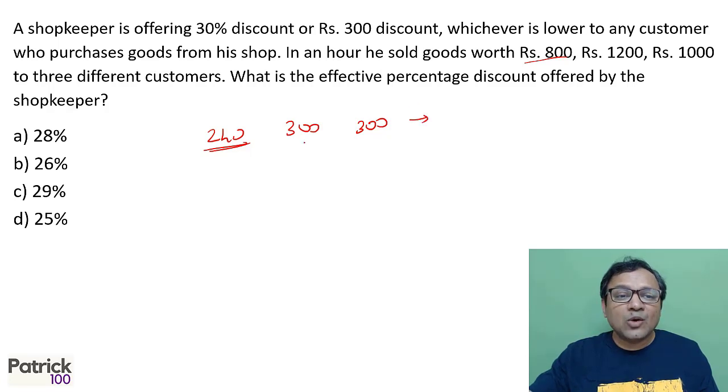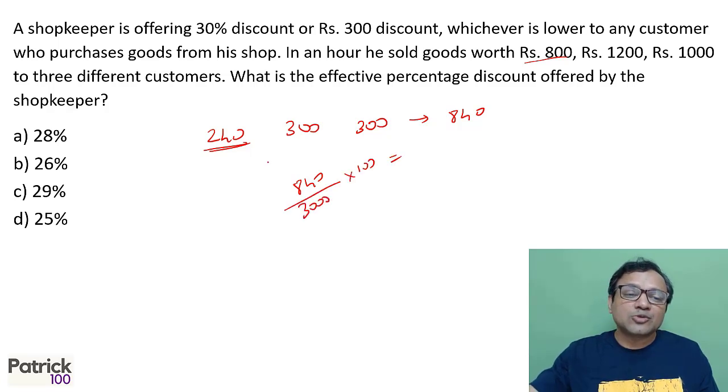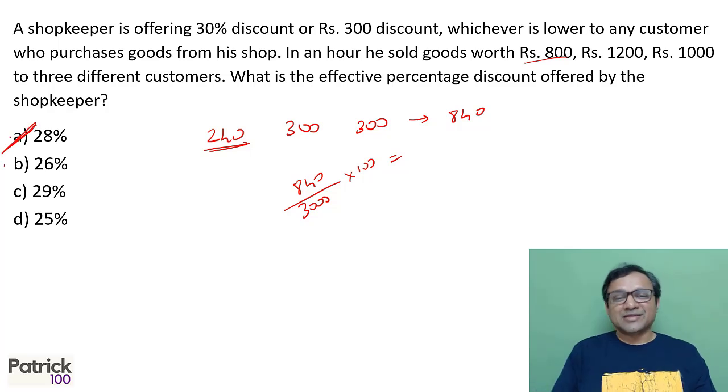So the total discount he offered is 840. On 3000 rupees, if you calculate, it comes to 28%. A option. That will be the answer.